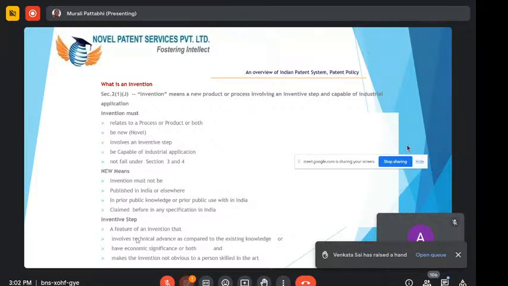And an inventive step is a feature of an invention that involves technical advancement as compared to existing knowledge, or has economic significance, or both, and makes the invention not obvious to a person skilled in the art. Here they have raised objections with respect to inventive step. They did not raise any objection with respect to novelty. They are accepting that the invention is novel, but they are saying that it is not inventive, and some of the claims would not qualify for a patent as per Section 3.